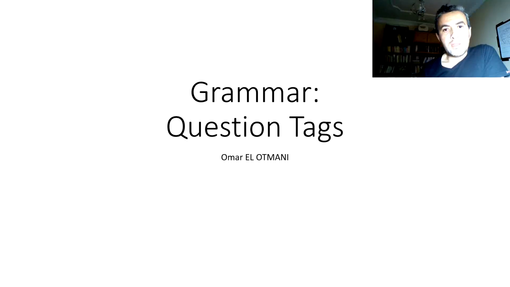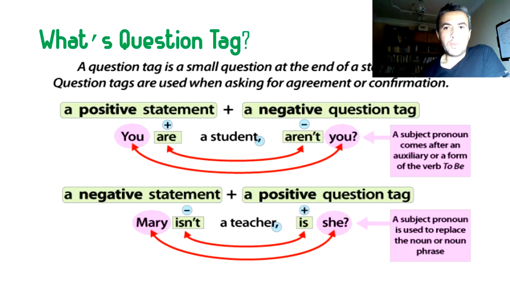So today's lesson is about question tags. What are question tags? Simply, they are very small questions at the end of a statement. We use these question tags to ask for agreement or confirmation. We have two types of question tags, positive and negative: the positive statement and the negative statement. Every time, we use the opposite.